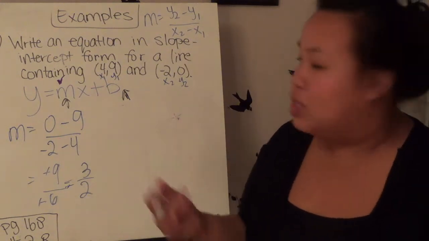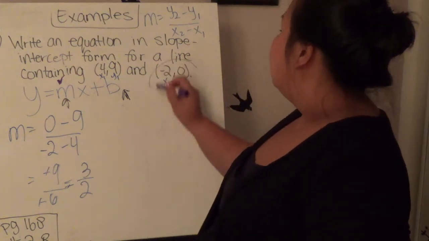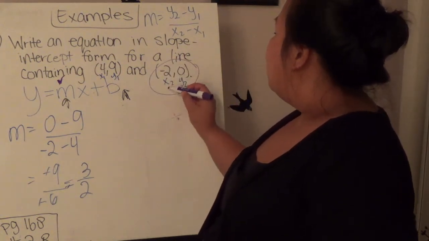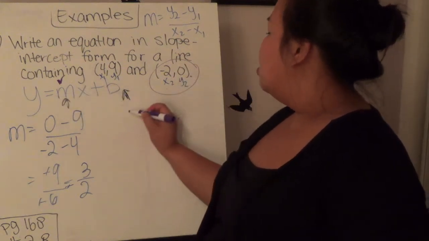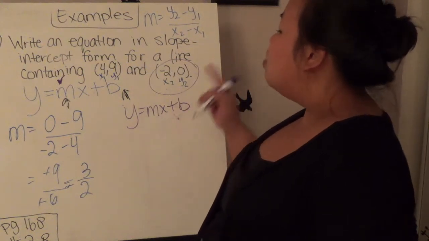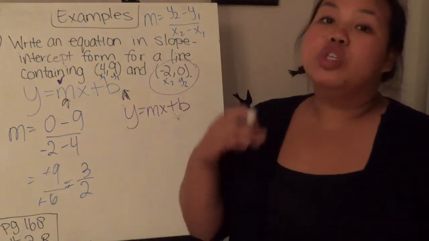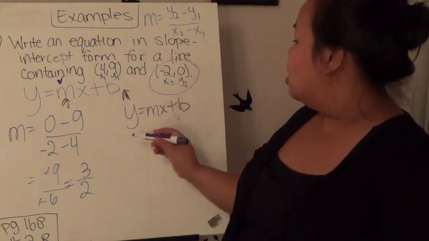Anything multiplied by 0 is 0. Anything added to 0 is itself. So I'm going to use these two. Negative 2 will be my x, 0 will be my y. I'm going to plug it into y equals mx plus b. Now remember, I don't need an x and y. I'm just going to use my x and y to find what letter? B. So I'm going to plug in the things I know.